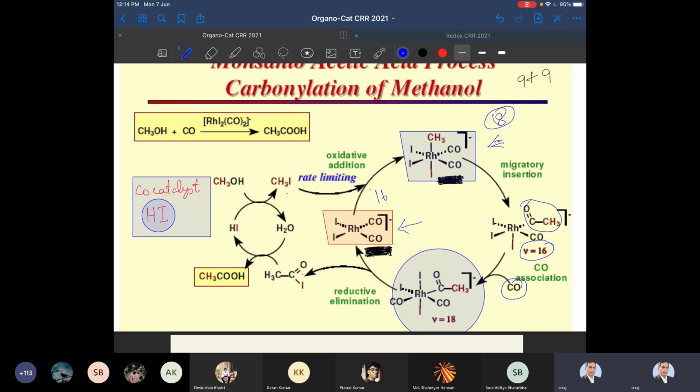And then followed by the reductive elimination, you get this product, and then comes your hydrogen iodide, the co-catalyst, into play, and then you get your methanol. Sorry, methanol is the starting material, then you get acetic acid. Acetic acid you are getting, right?